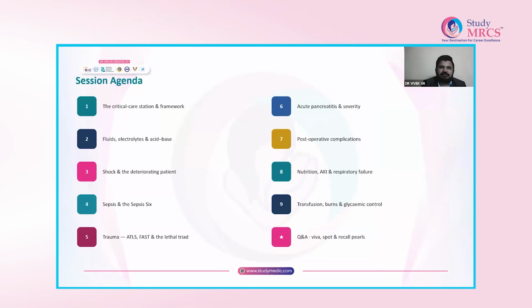This is the session agenda. I will be talking about the critical care station and framework, fluids, electrolytes and acid-base balance, shock and the deteriorating patient, and sepsis, that is the Sepsis 6 management, and something about trauma, that is ATLS, FAST, and the lethal triad, acute pancreatitis and its severity, post-operative complications, and some aspects about nutrition, acute kidney injury and respiratory failure, and regarding transfusion, burns and glycemic control, and finally a question and answer part that includes spot and recall pearls.